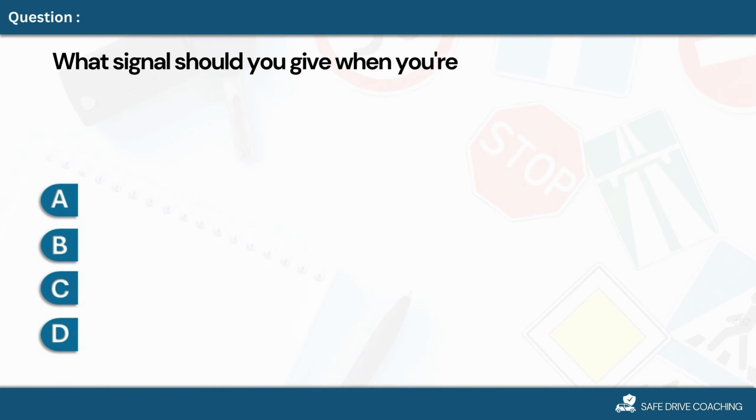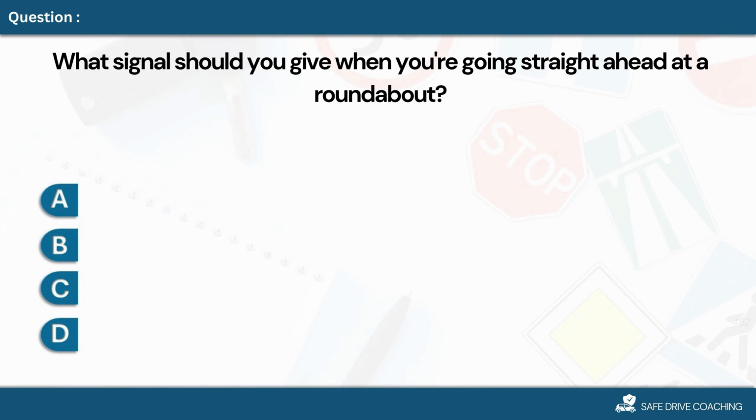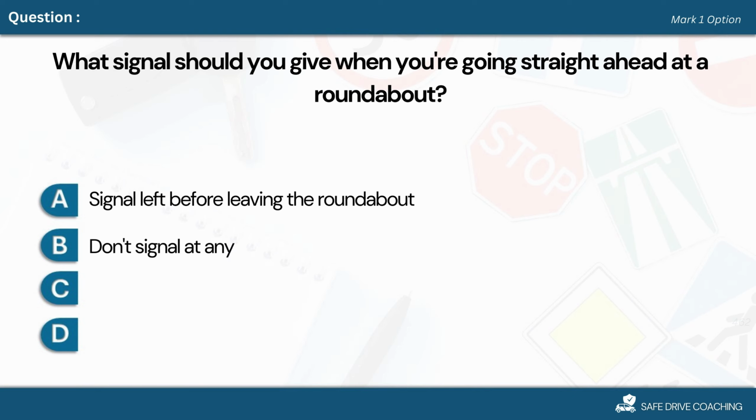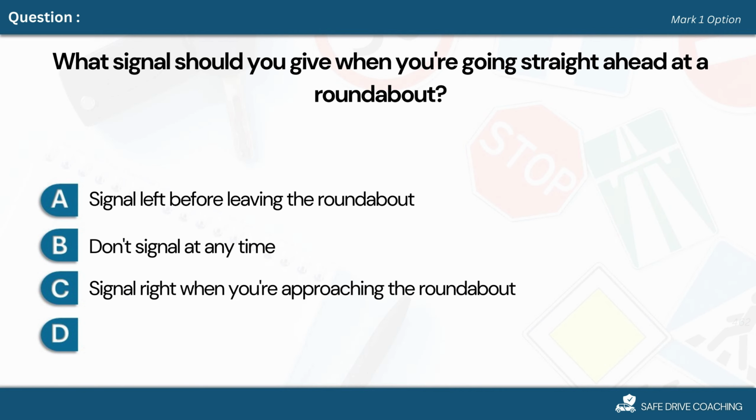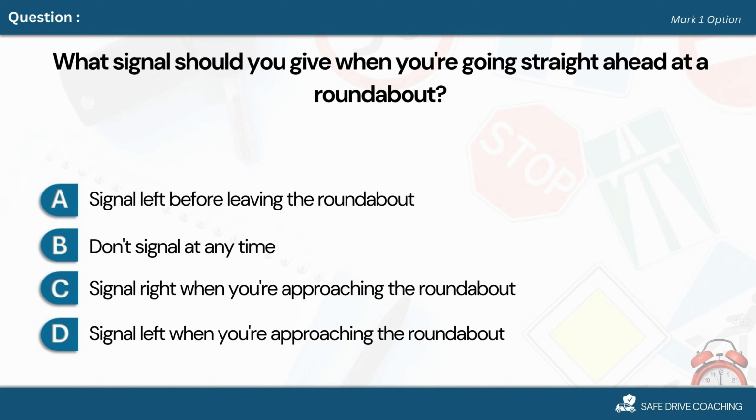What signal should you give when you're going straight ahead at a roundabout? A. Signal left before leaving the roundabout. B. Don't signal at any time. C. Signal right when you're approaching the roundabout. D. Signal left when you're approaching the roundabout. The correct answer is A. Signal left before leaving the roundabout.